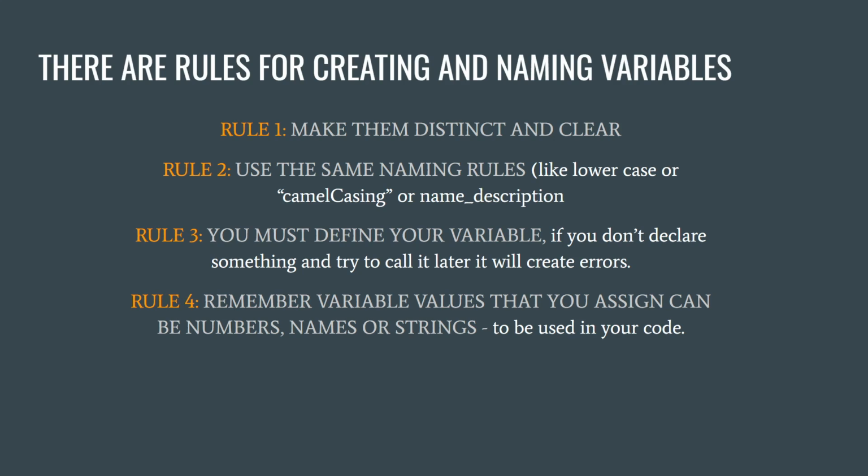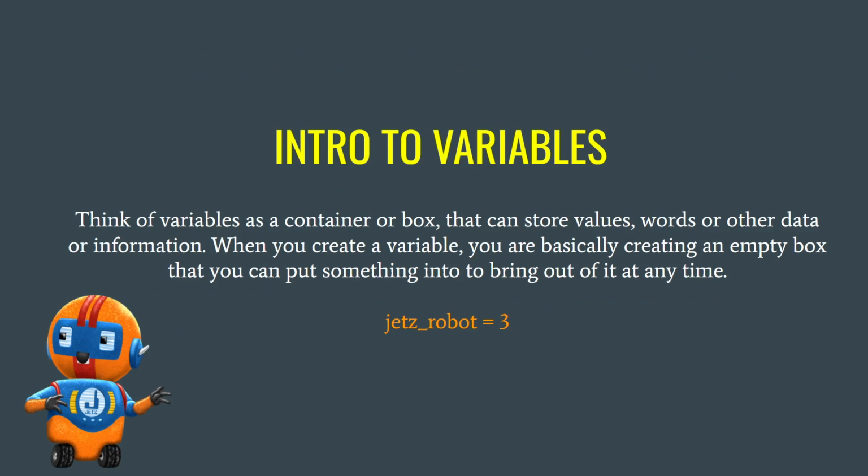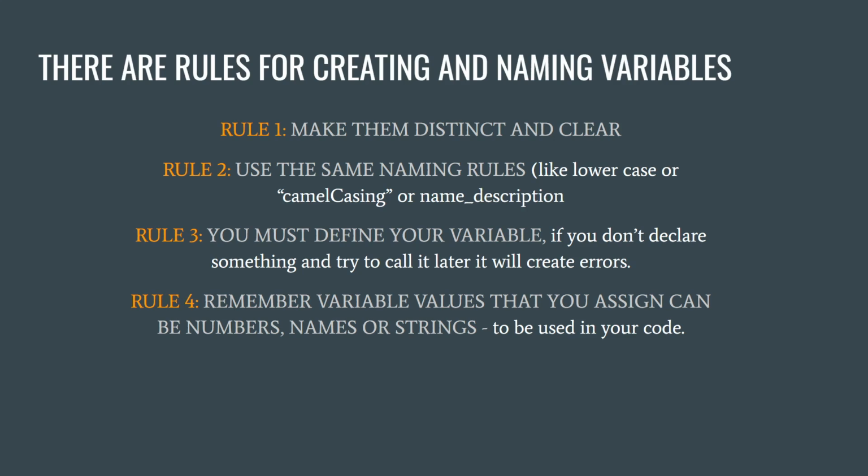Rule number 2, you want to use the same naming conventions or the same naming rules throughout your code base. It makes it easier to generate the names. It makes it easier to recall the names. So you can either use all lowercase. You can use what we call camel casing, which is just having your first letter lowercase and your first letter of your second word uppercase, so it looks like a camel hump. Or you can do the name underscore description like we did here with the Jets_robot. So that's another common way of doing it. There are many different ways. Most people develop their own. The most important thing is to keep to the same set of rules throughout your code.